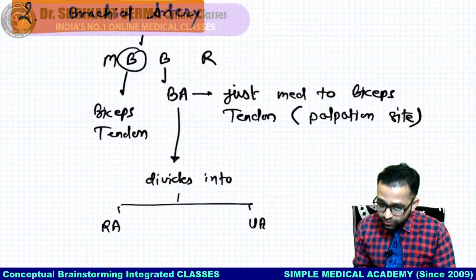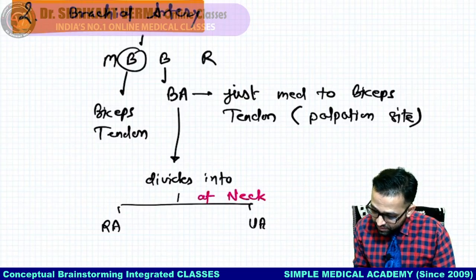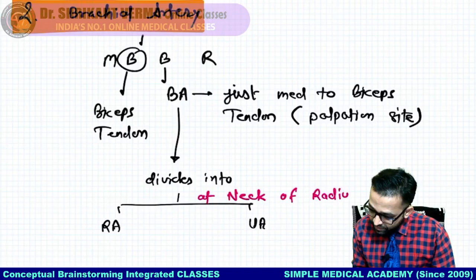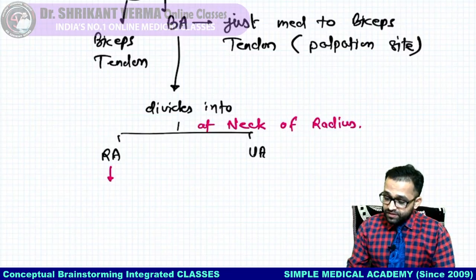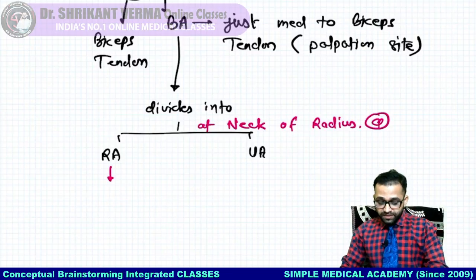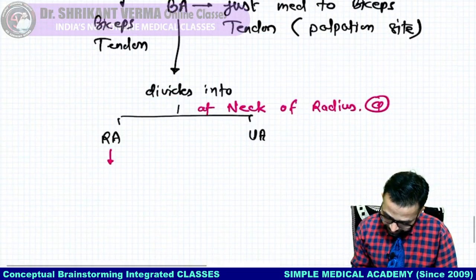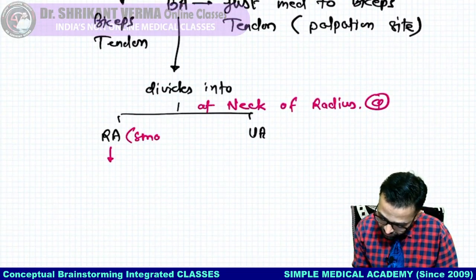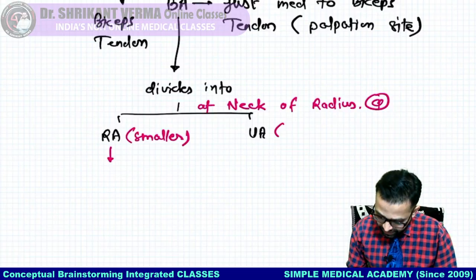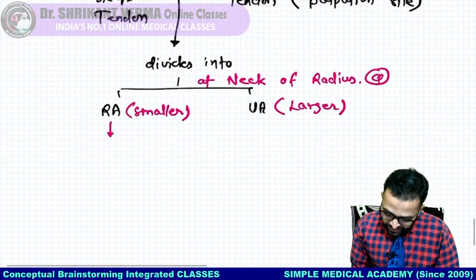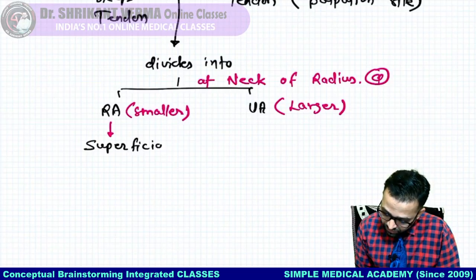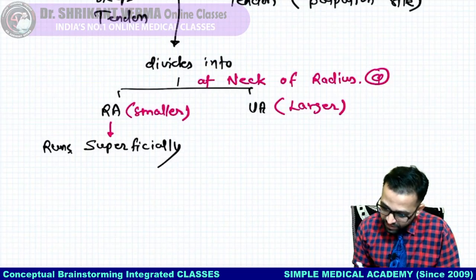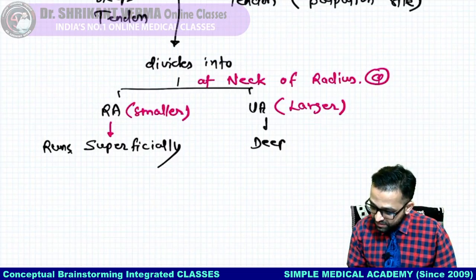Okay, and a very important question: where? At the neck of the radius. This is the MCQ, where it is dividing, at the neck of the radius. The radial artery is a smaller branch, and the ulnar artery is comparatively a larger branch. Now try to understand: the radial artery runs superficially, while the ulnar artery runs deeply.